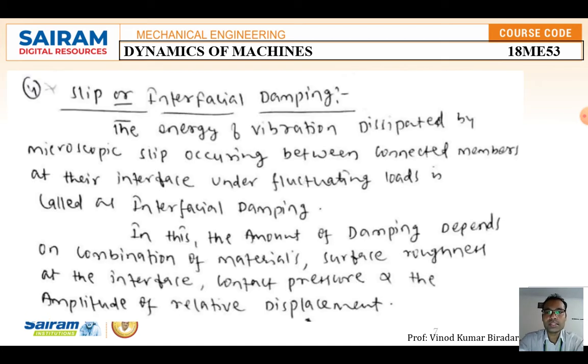Next, the fourth one is slip or interfacial damping. This is also very important. The energy of the vibration dissipated in a microscopic slip occurring between connected members at their interface under fluctuating load is called interfacial damping. Even if you take any component, at the end connection there is a loss of energy at the interface, which is called slip or interfacial damping. The amount of damping depends upon the combination of materials we use to make that component, the surface roughness at the interface, the contact pressure, and the amplitude of the relative displacement.